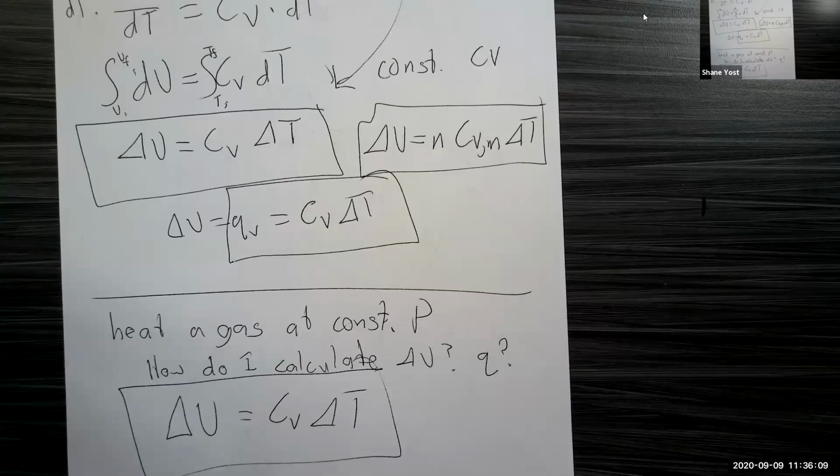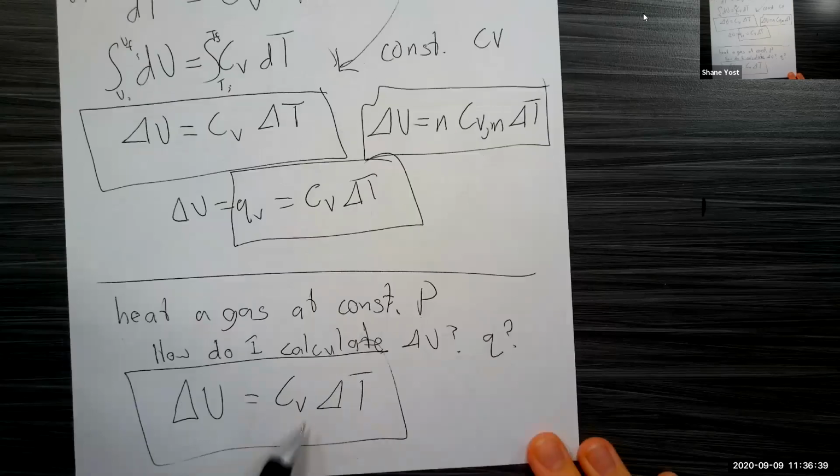What type of function is delta U? State function. Delta U is a state function. It is path independent. State function means it does not depend on the path. So delta U does not care how I got from some initial to final temperature. I could have done it at constant volume, constant pressure, or adiabatically. It does not matter. I can always calculate delta U using this formula.